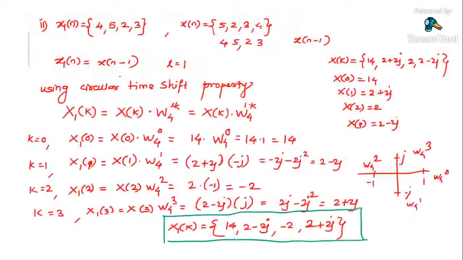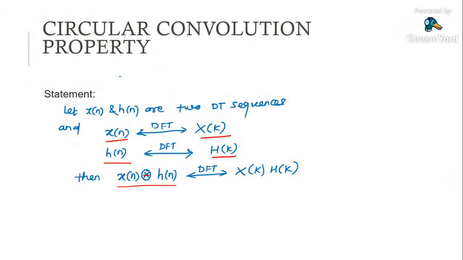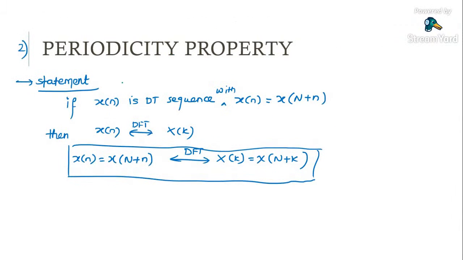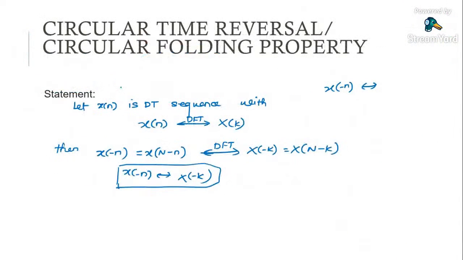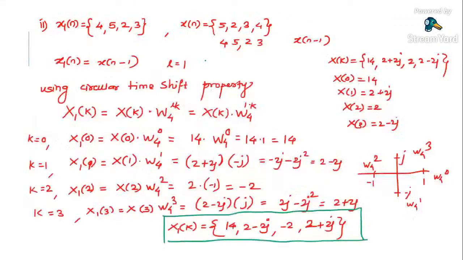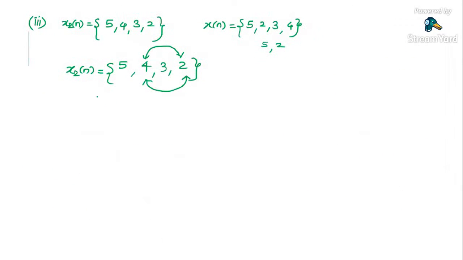So what is this property? Exchanging the terms. It is nothing but circular time reversal, or a circularly folded signal. So this is the folding property. It is folded, meaning x2 of n is 5, 4, 3, 2, where those numbers are interchanged. So what is the property? By using the circular folding property.